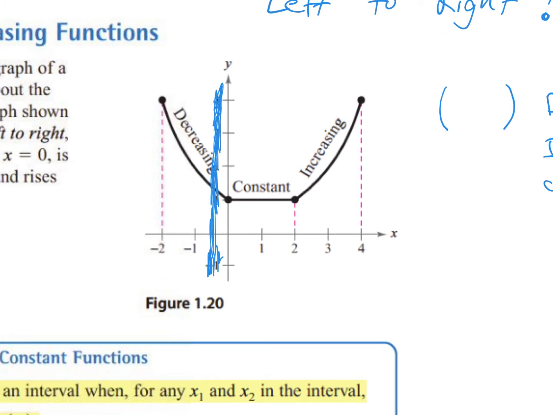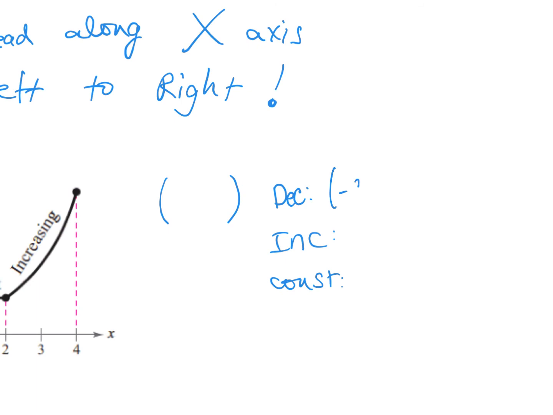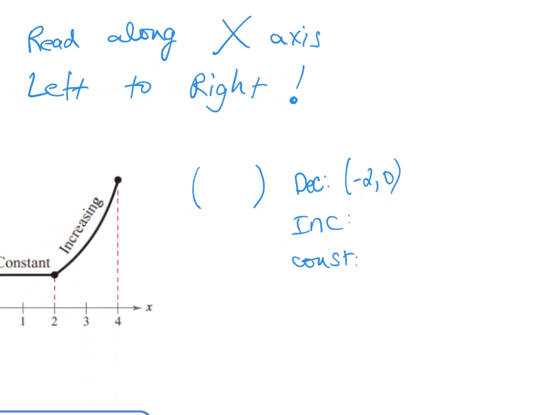So how do we read a graph? Left to right. So I start over here on the left-hand side. I start right here. And what is my graph doing along the blue? It's decreasing, and we look where? At the x-axis. Draw yourself a picture. It's decreasing over the interval of -2 to 0. So you would tell me it's decreasing over the interval of -2 to 0.